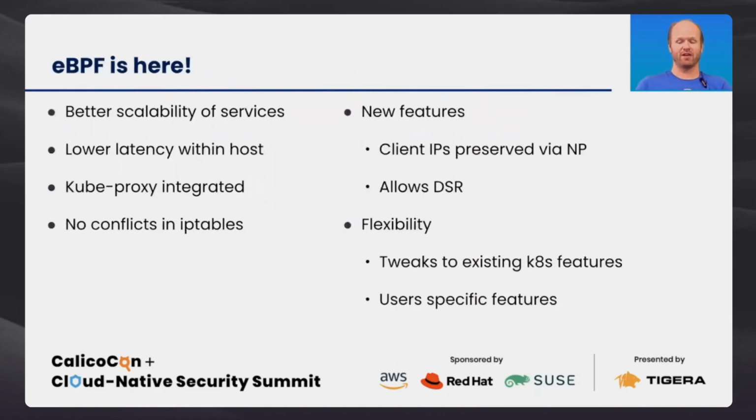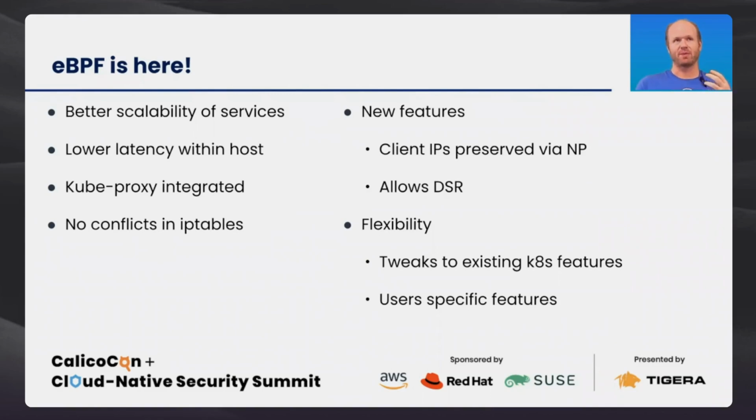So what does eBPF bring? Primarily, it brings better scalability of services. It brings lower latency within the host. It comes with an integrated kube proxy. And that means that there's no third party that would conflict on a single resource with Calico, but the kube proxy-like entity is integrated with Calico itself.